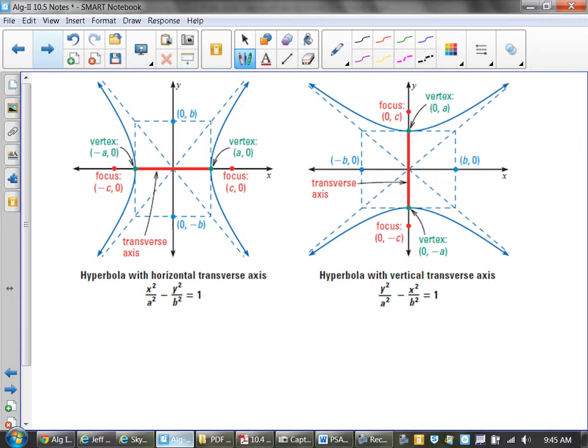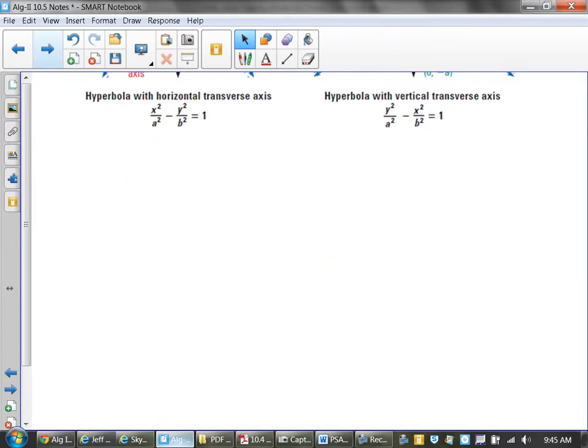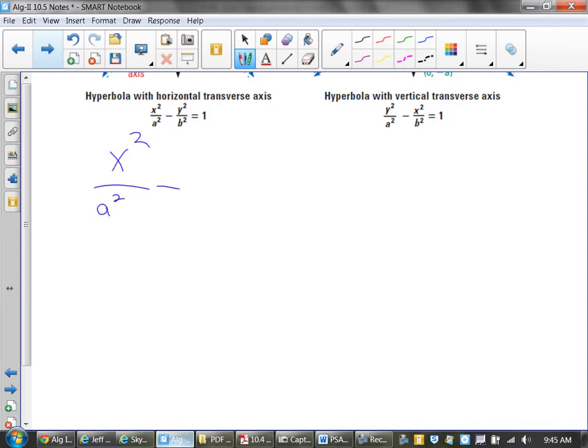We are going to have two generic forms. X squared over A squared minus Y squared over B squared is 1, or Y squared over A squared minus X squared over B squared is 1. The major difference telling you it's a hyperbola is the subtraction symbol. Everything else we've dealt with so far has always been addition. So immediately when you see a subtraction symbol with x squared and y squared on the same side, you can say it's going to wind up being a hyperbola.